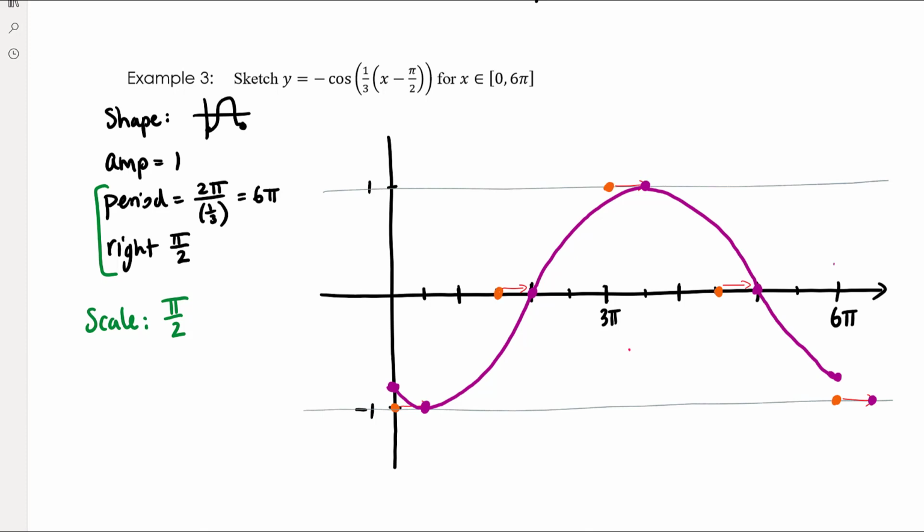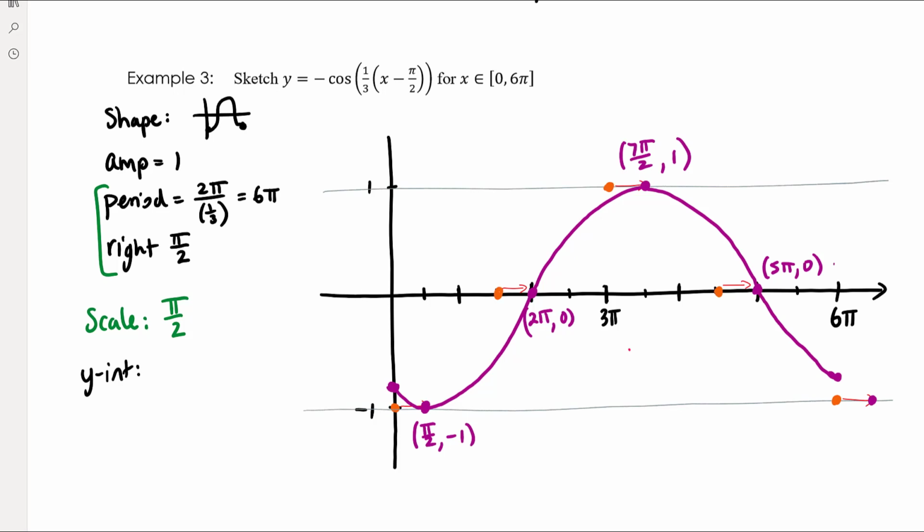So remembering each tick on my scale represents pi on 2, this first turning point is at pi on 2, negative 1. 2 pi on 2, 3 pi on 2, 4 pi on 2, or 2 pi for that x-intercept. 5, 6, 7 pi on 2 for the turning point. Continuing to count 8, 9, 10 pi on 2, which is 5 pi for the x-intercept. Then we just need our y-intercept, which will also give us our endpoint.